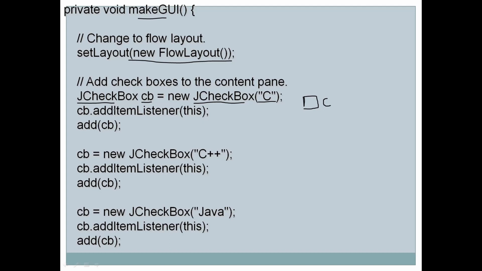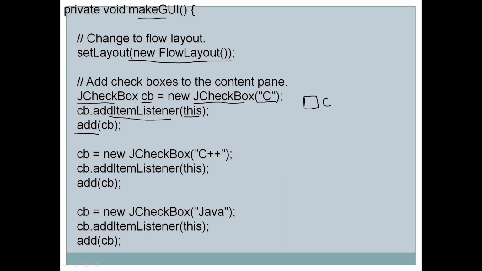Then we are adding a listener to it, cb.addItemListener. As a checkbox generates an item event, we are adding an item listener, and we are passing this. As we are passing this, the current class will handle the event here. In earlier cases, we had anonymous inner classes or inner classes as the listener class which handles the event, but here we are passing this. This represents the current object. So the current class will handle the event.